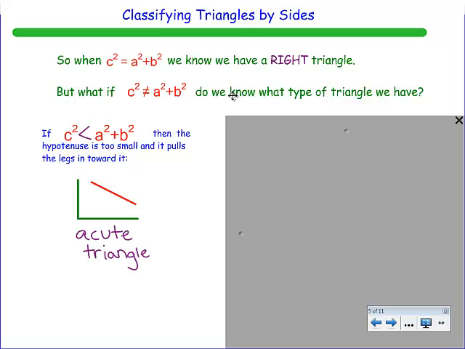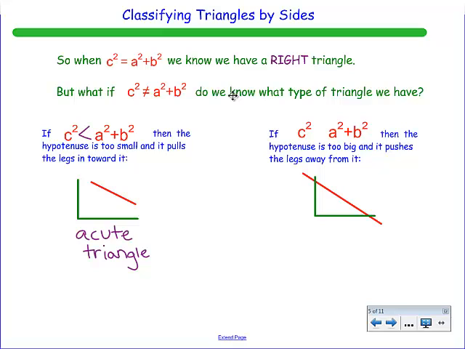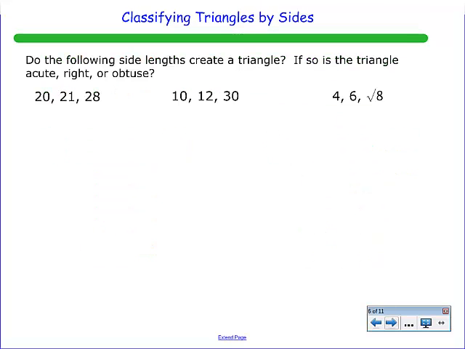If I look at a hypotenuse that is too long, it would pull the legs out towards the end points, which means that c squared would be bigger than a squared plus b squared, and it would be an obtuse triangle. So how do we use this in practice? Well, let's try a couple problems. So let's figure out first whether these side lengths actually create a triangle, and then if we know it creates a triangle, let's check to see if it's acute, right, or obtuse.